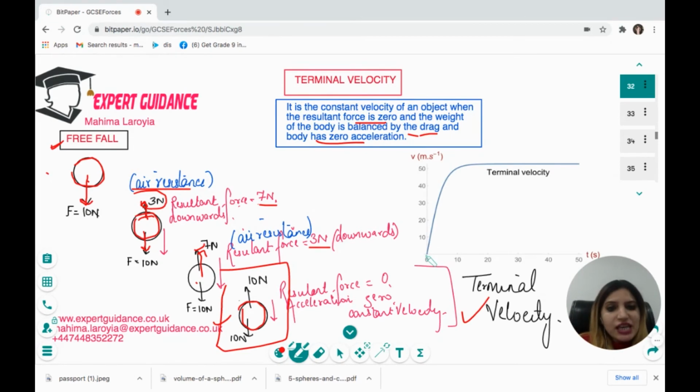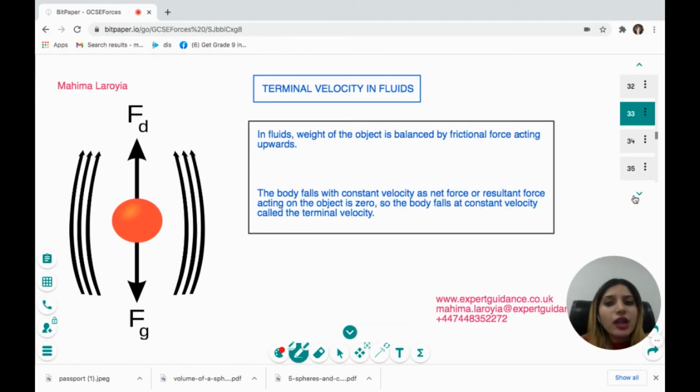So you can see here in the graph that the velocity is increasing, which means that the body is accelerating. But after some time, it comes to a constant velocity, and that constant velocity is termed terminal velocity.